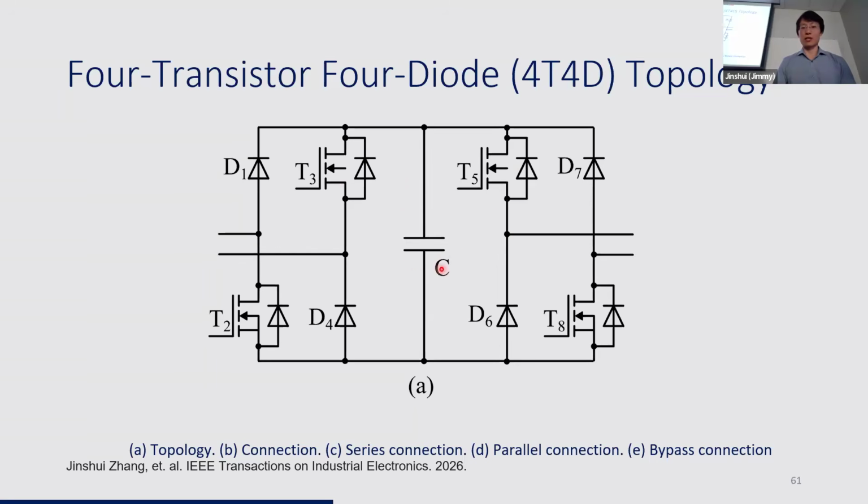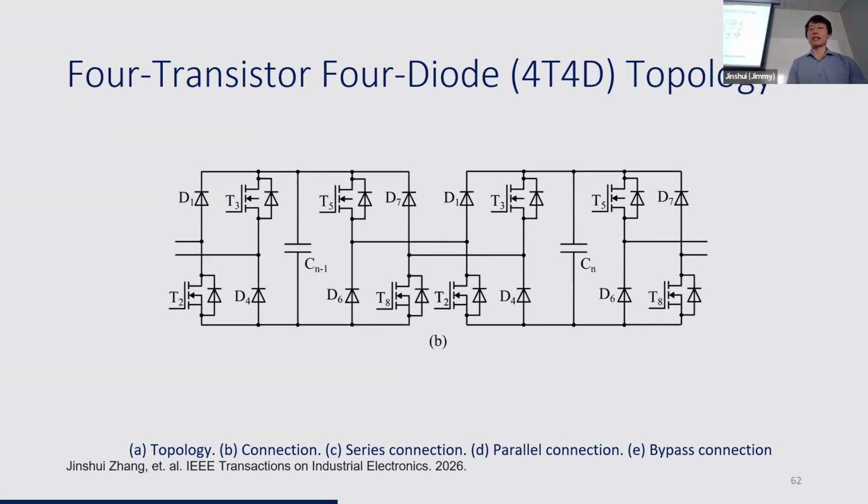You are seeing this topology right here. It has 4 transistors and 4 diodes, so we give it the name 4T4D topology. Compared to transistors, diodes are much cheaper, and they don't need auxiliary circuits like gate drivers and power supplies for gate drivers. Because of that, the cost of this circuit is not just below CH2B, it's actually very close to the full bridge, but its functionality is almost as good as CH2B.